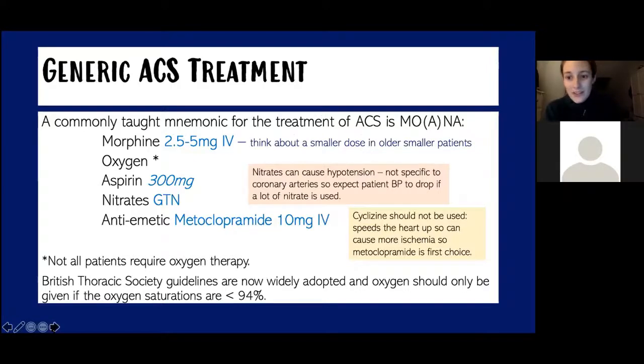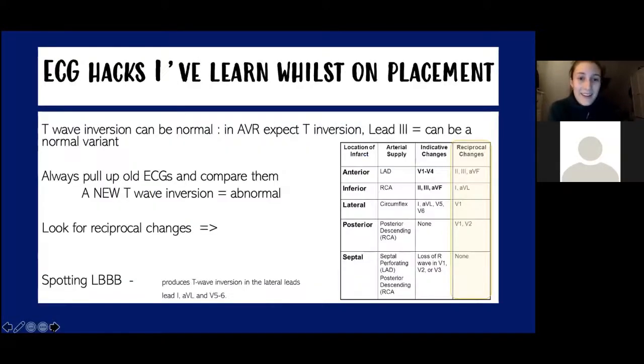Or another one, just avoid the cyclizine. And then this is just a few ECG hacks I've learnt whilst on placement.